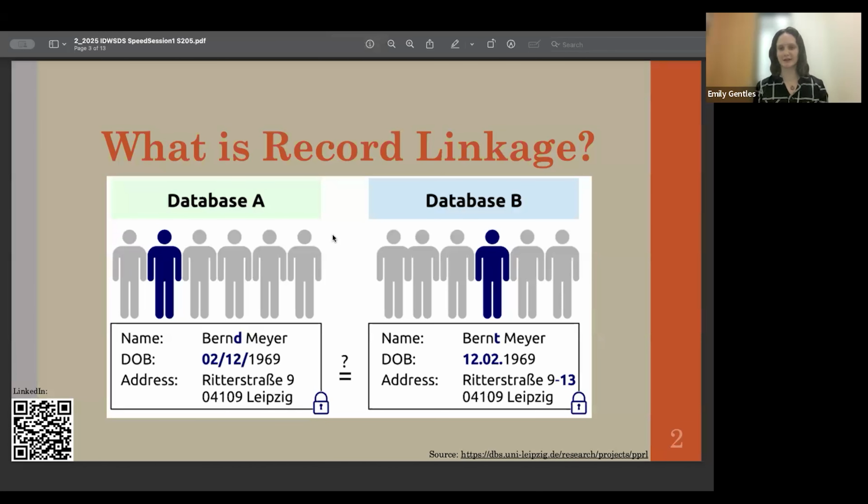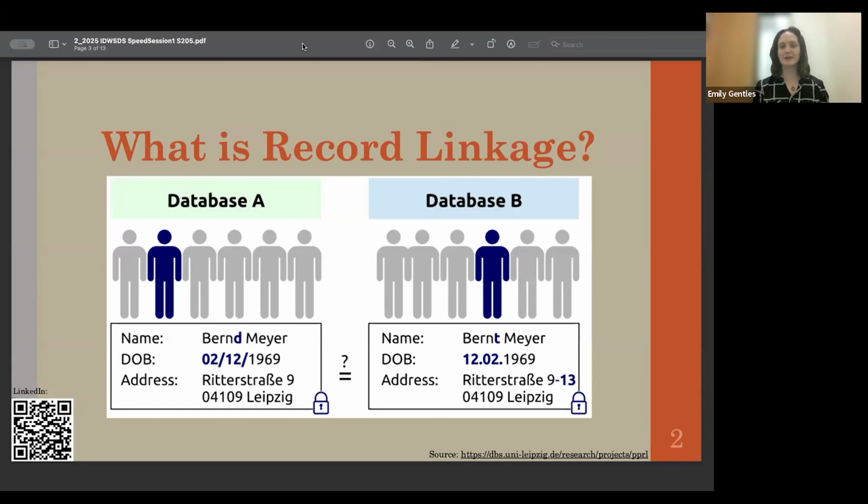So what is record linkage? Record linkage is when we have two or more data sets and we're interested in determining if two records refer to the same entity. So here we see database A and database B, and we have name, date of birth, and address information for each record. For this particular example, we see that the name is similar, the date of birth might be exact if the month and day were reversed, and the address is also pretty similar. So based on this information, we can calculate the probability that this refers to the same person.